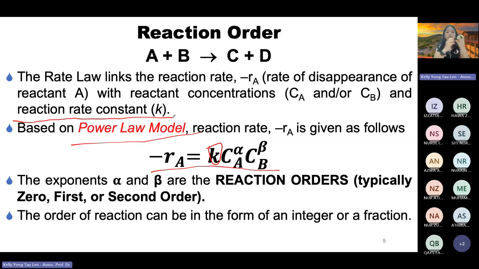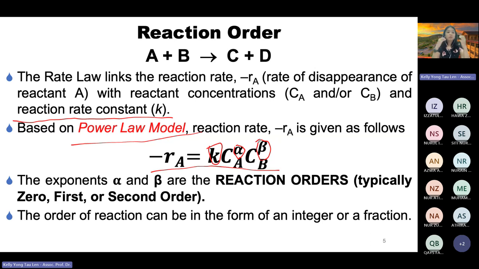But the value of k changes lah according to the reaction. And later, we also learn how the value of k changes with other parameters. Okay, so that's first, reaction rate constant. Next one, you will see CA power alpha and CB power beta. Okay, so what is alpha, what is beta, what is CA, what is CB?